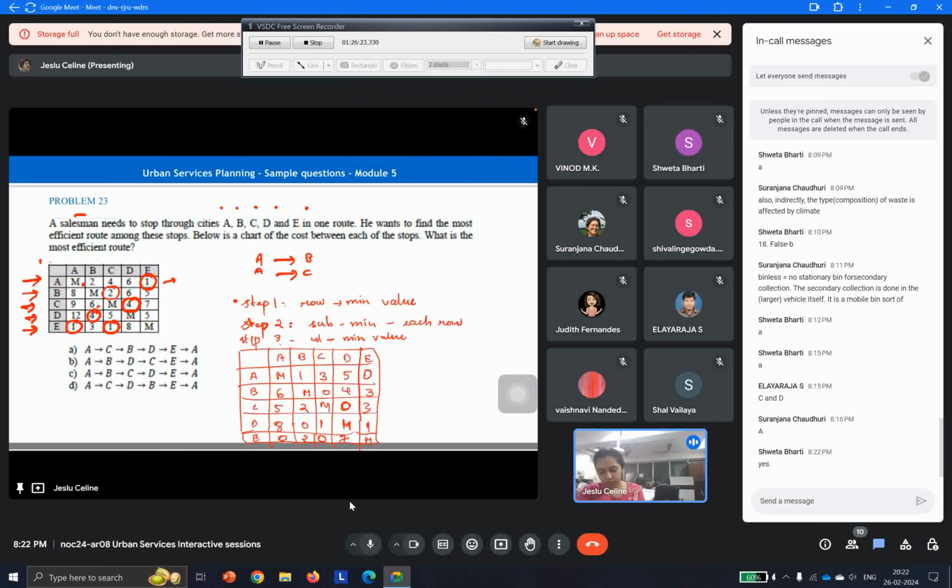So for column A, that 0 is there. Column B also we have 0. C there is another 0. D 0, E 0. Okay. So half of our problems are solved.